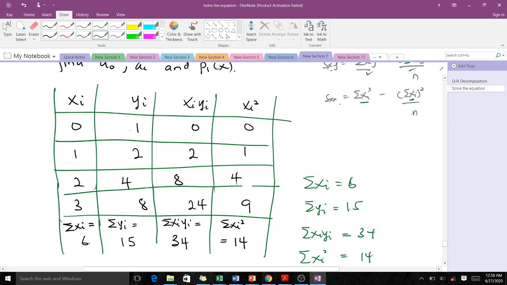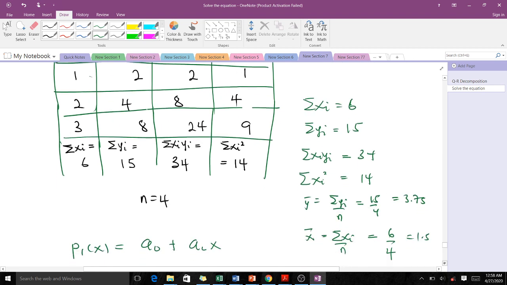So the sum of our x is 6. The sum of our y's is 15. Then this is just the product of our x and y. So this time there's 0, this time there's 2. And after that we sum them, which we get 34. And this is just the square of our x's. So when you square our x's here, then we get this. And the sum of which is 14. So that means that the sum of our x is 6, the sum of our yi's is 15, the sum of the product of them is 34, and the sum of xi squared is 14.